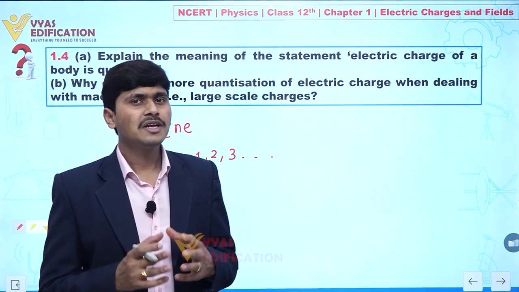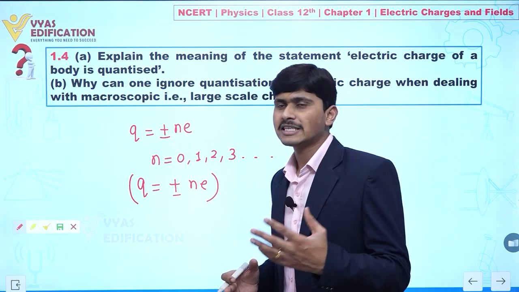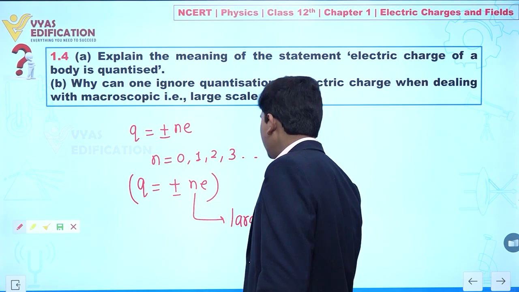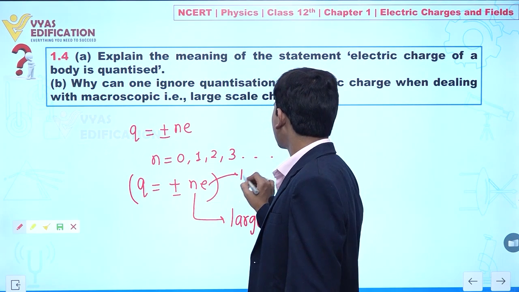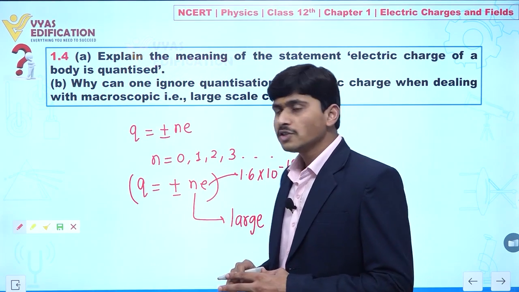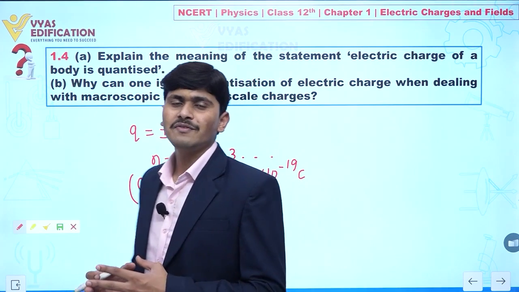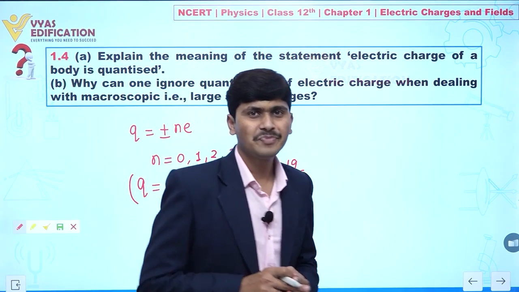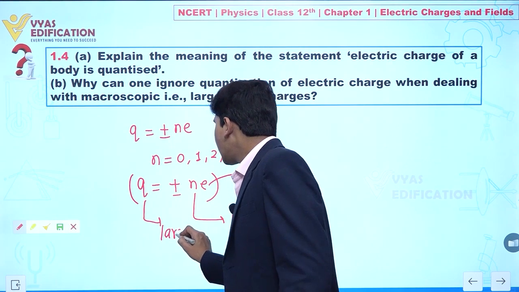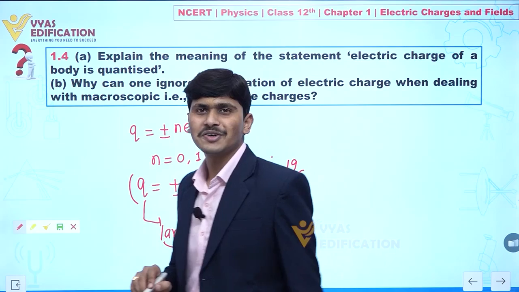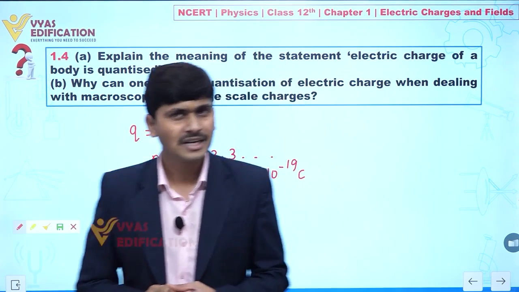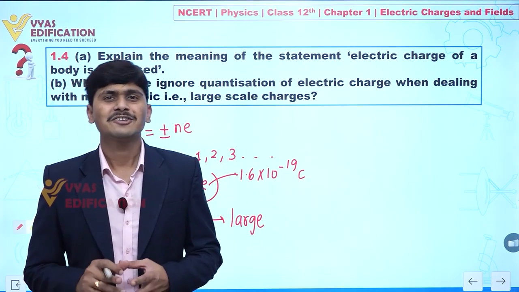So actually what will happen, whenever we are dealing with large scale charges, the value of n becomes very large, clear? And we know the charge of one electron is 1.6 × 10^-19 coulomb, yes or no. In electric charges and fields we are dealing with point charges, clear, but when the value of q is large, at that time the charge becomes continuous, yes or no, and we can say that quantization of an electric charge we cannot apply on it, clear to everyone. So this is all about this question, clear.